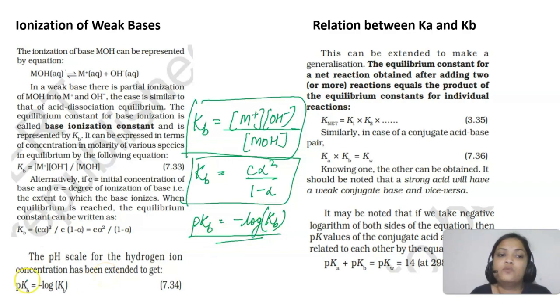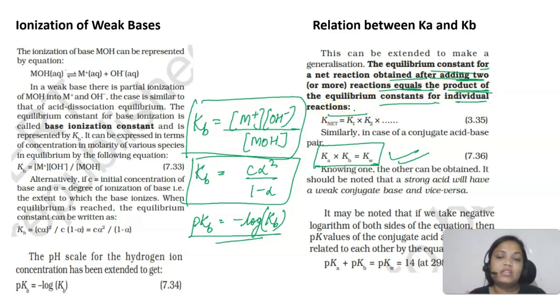So what is the relation between Ka and Kb? If you multiply Ka and Kb, they will give you the equilibrium constant for the net reaction. The equilibrium constant for a net reaction can be obtained after adding two or more reactions; it will be the product of the equilibrium constants. So for the net reaction, if you want to find it, just multiply the equilibrium constants. So for a conjugate acid base pair, Ka into Kb will be Kw.